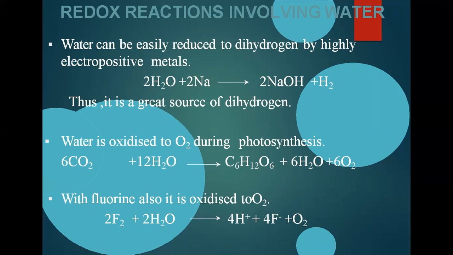Water is oxidized to O2 during photosynthesis. We know the photosynthesis reaction: 6CO2 plus 12H2O gives C6H12O6 plus 6H2O plus 6O2. With fluorine also, it is oxidized to O2. When we react water with fluorine, what happens? 4H positive, fluoride, and oxygen will form.